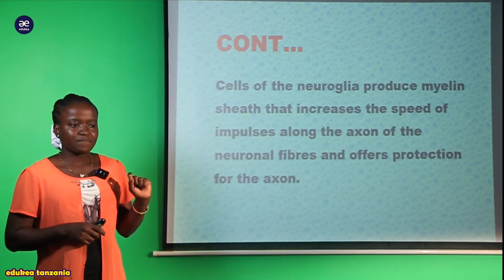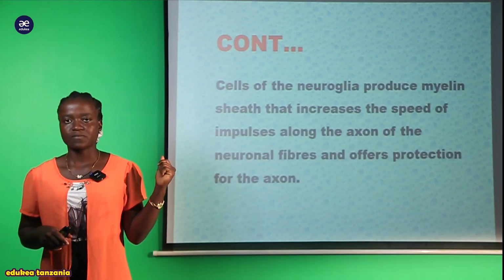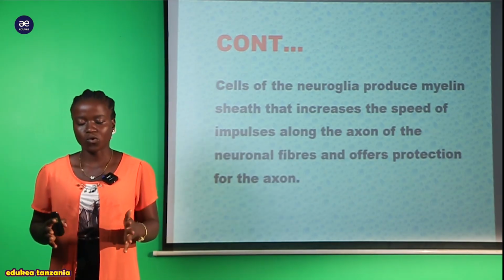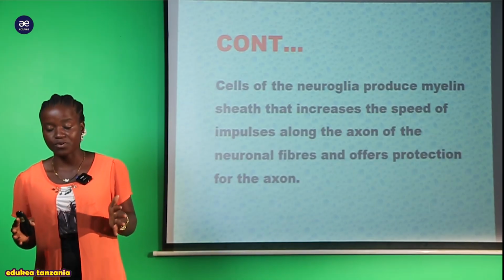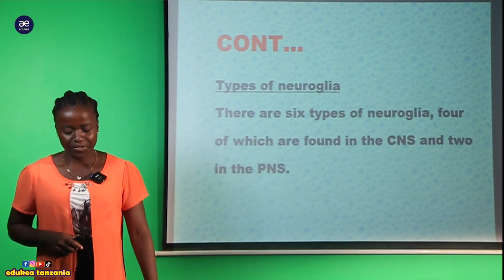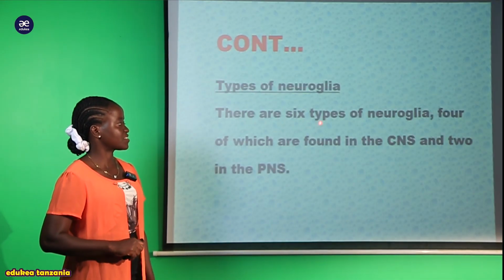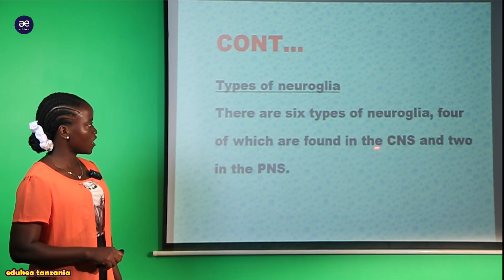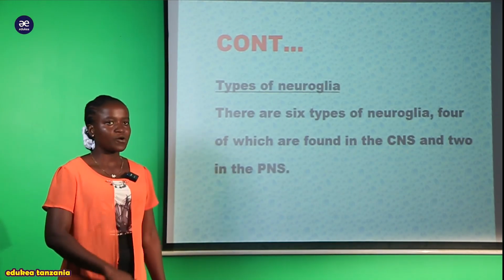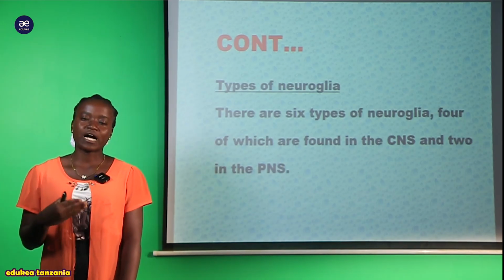And also, my students, within the neuroglia we have a lot of types. So we have to know what those types are which are found within the neuroglia. So here, now you can see we have types of the neuroglia. We have 6 types of the neuroglia, 4 of which are found within the central nervous system, and 2 are found within the peripheral nervous system. That is the third thing that you have to know.